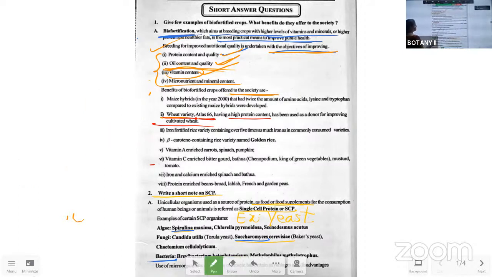And the next one is what we need, iron. Okay. So when we need the iron, which is the most important one, iron is important to make the RBC cells. What we know in zoology, the same thing we need to apply here.